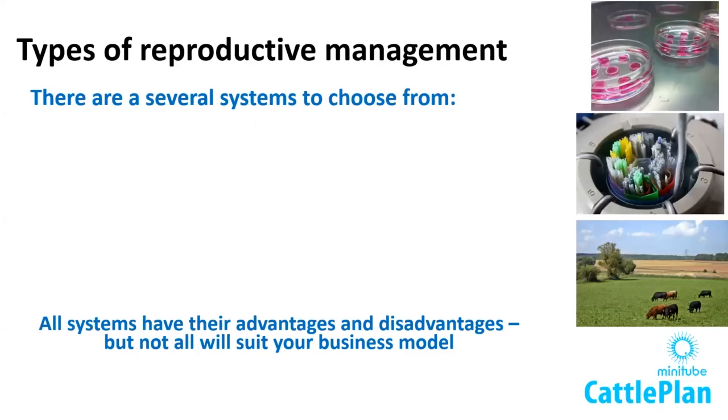So the different types of reproductive management systems that are available. Firstly, we have continuous mating. So that just means when the bulls and cows are in the paddock all year round, there's not much intervention going on. That's continuous mating.